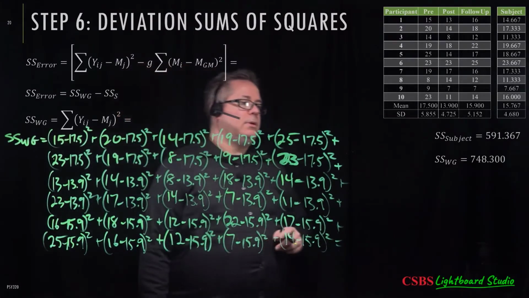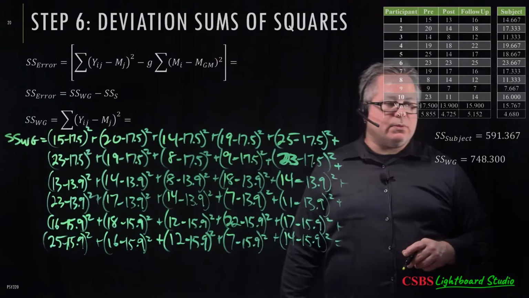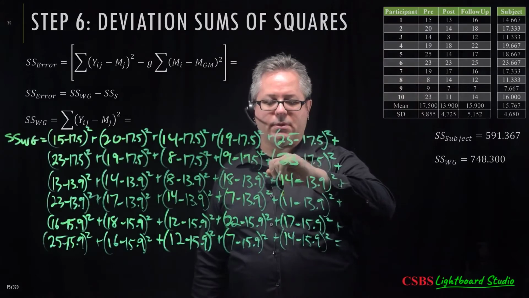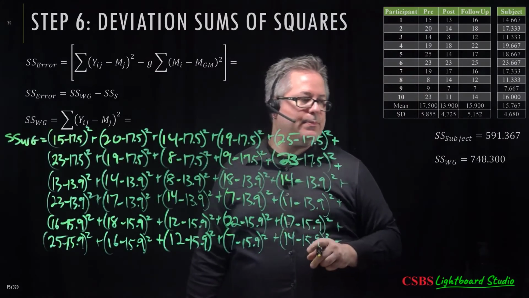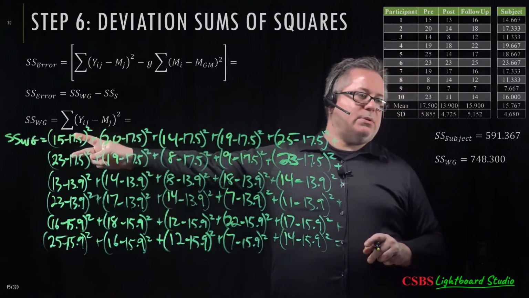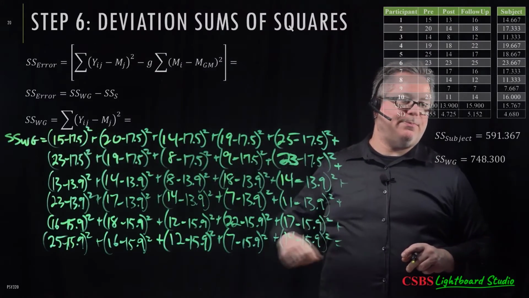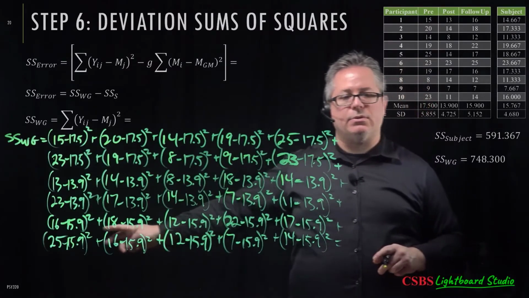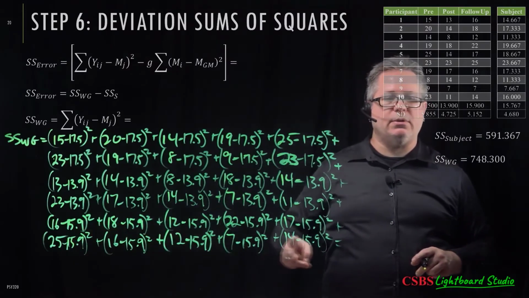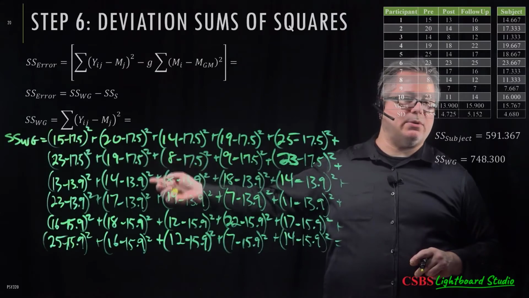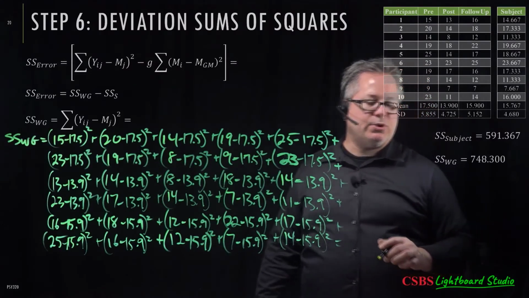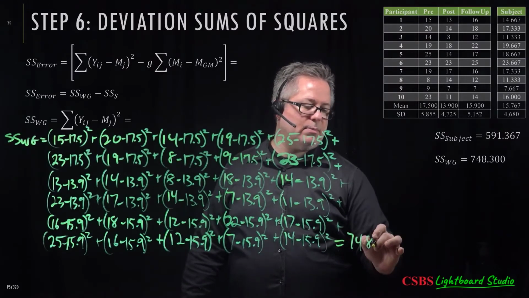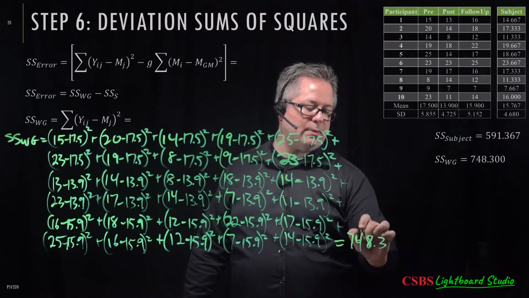Okay, there's all of those, all 30 scores minus their own group means. I realize this 23 looks pretty awful, but there are 30 different scores. These are all the scores in the first group minus their group mean, these are all the scores in the second group minus their group mean, and then all the scores in the last group minus their group mean. You're going to subtract, square, and do all that stuff, and if you do all that, what you're going to get is this 748.3 number, or something really close to it.